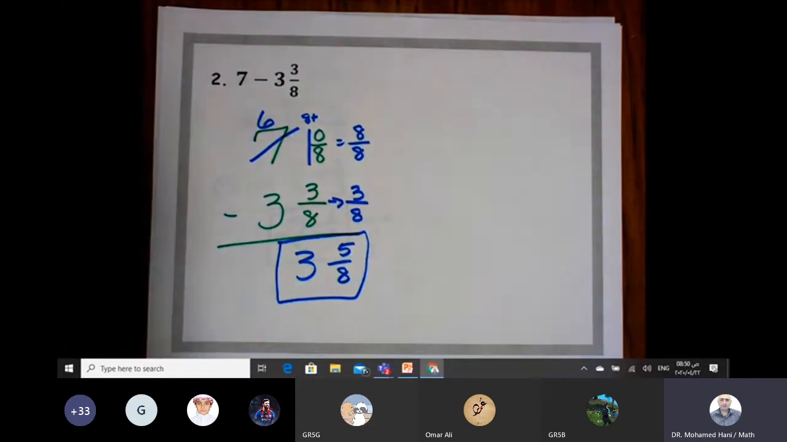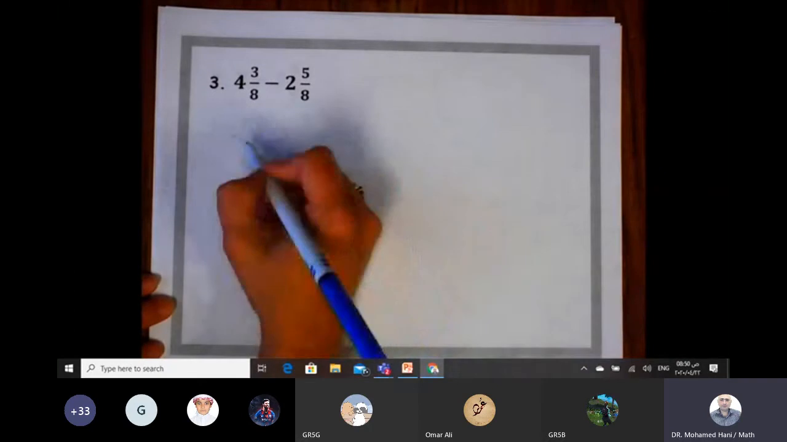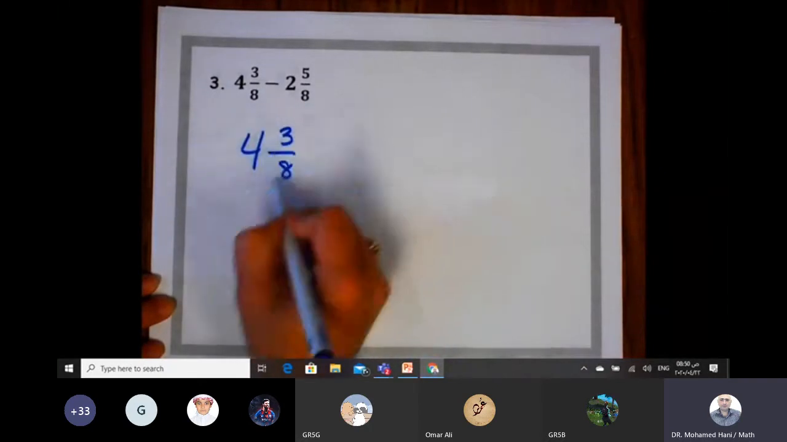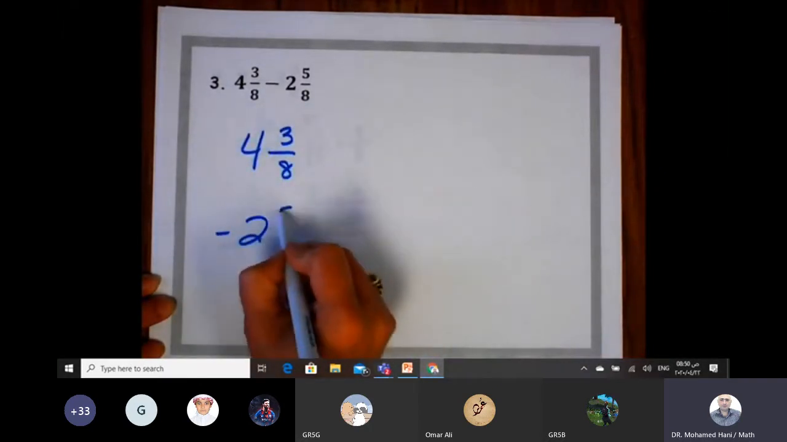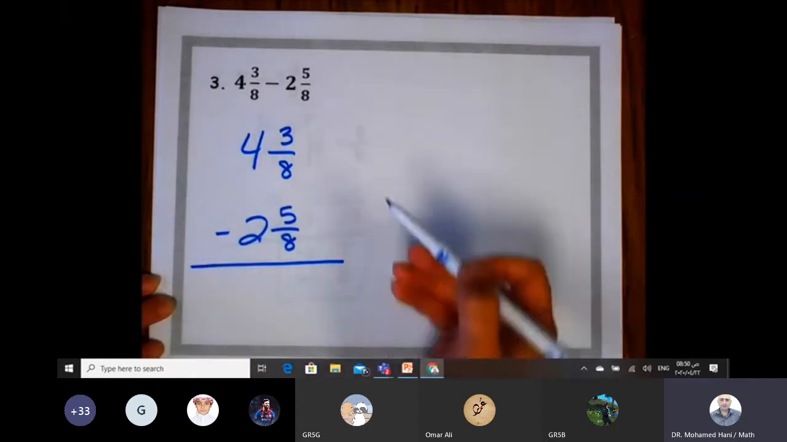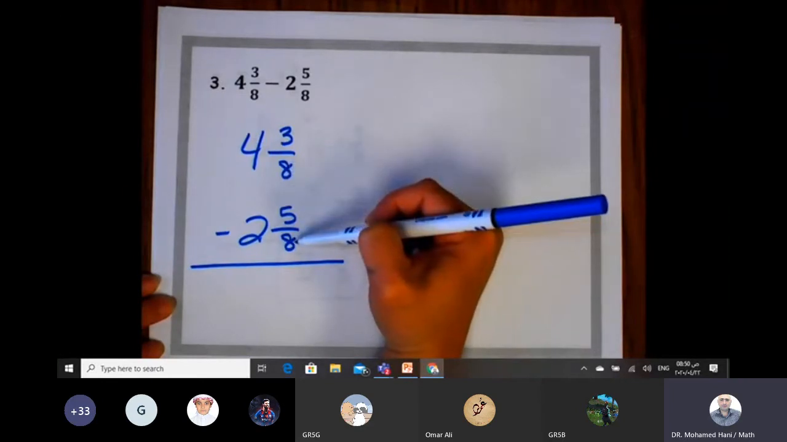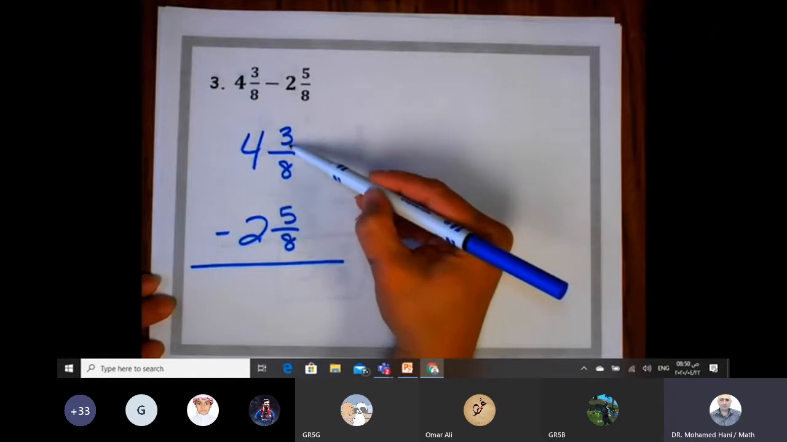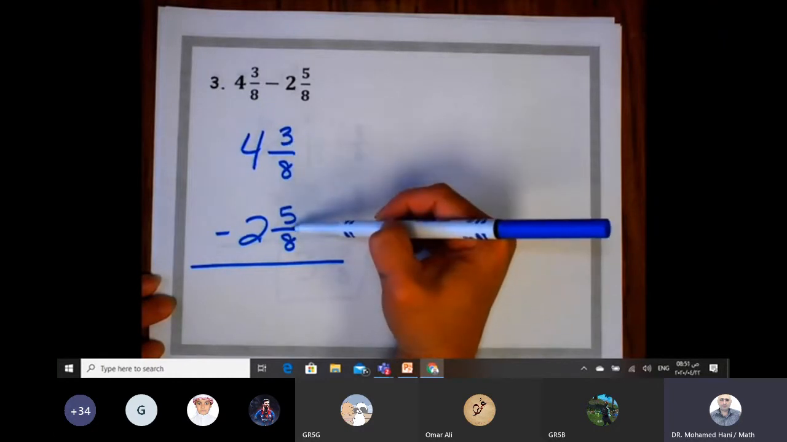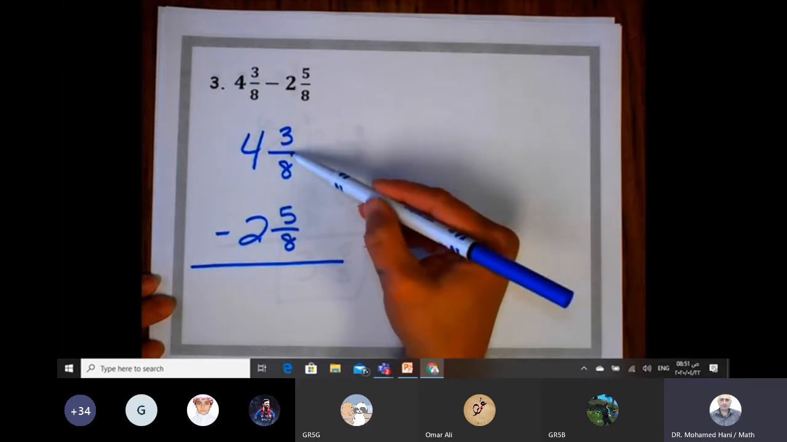Let's try another. Number 3, 4 3/8 minus 2 5/8. Notice that my denominators are already the same, so I don't have to find a common denominator. I have 3/8 minus 5/8. I cannot take 5/8 away from 3/8.